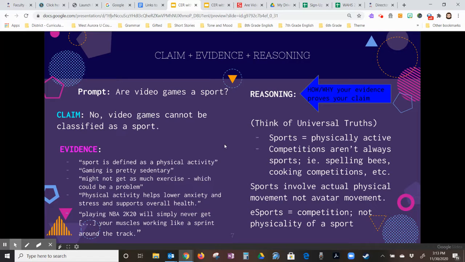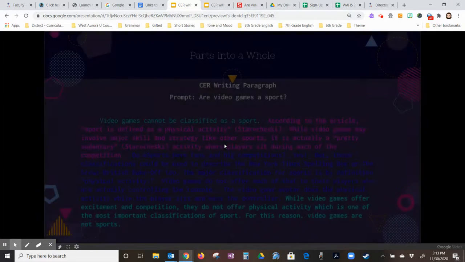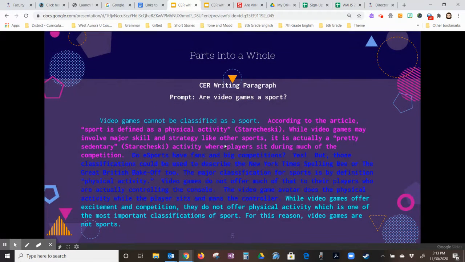What I'm going to show you next, though, is the actual CER in paragraph form. This that you see in front of you is really just an outline of your ideas. What you want it to look like is this. Here's the CER writing paragraph. Following the prompt, are video games a sport? And what I tried to do, so you would have this as an example, is see how the colors match up with your outline.